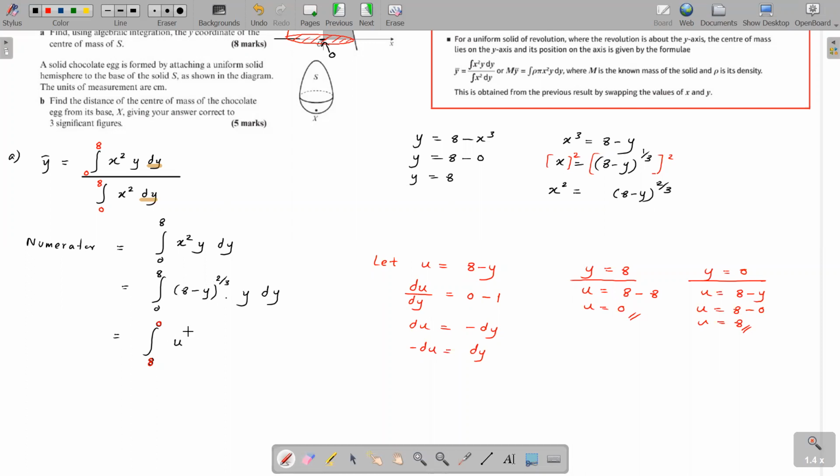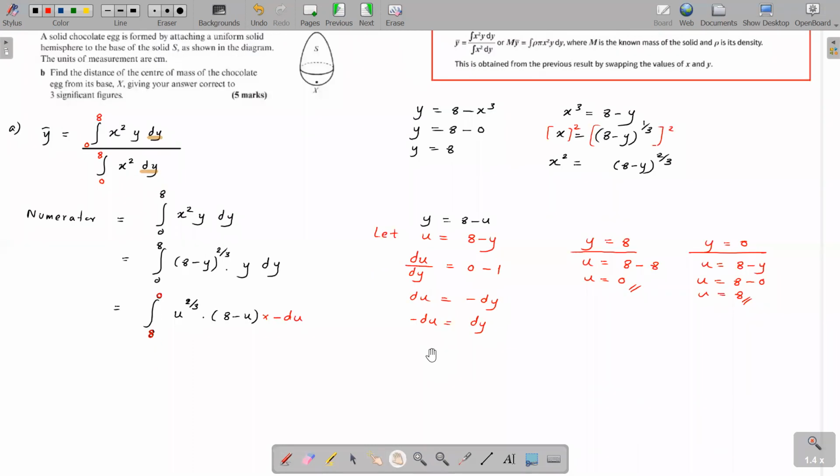Okay, 8 minus y is u, and you have u to the power 2 over 3, right, guys? Because 8 minus y is u, and there's a power 2 over 3. Into there's y again, guys. If u is 8 minus y, y is 8 minus u, right, guys? So inside brackets, replace y with 8 minus u, because I had to get rid of all the y's and get the equation completely with u. And next dy is replaced by minus du. So into minus du. All right, guys.